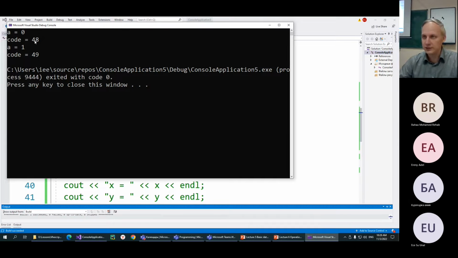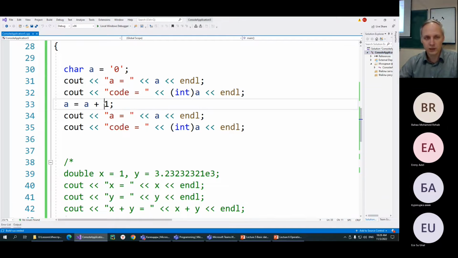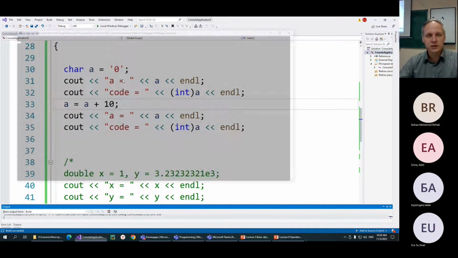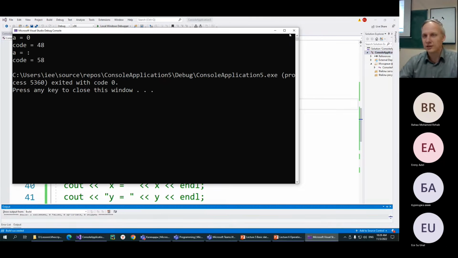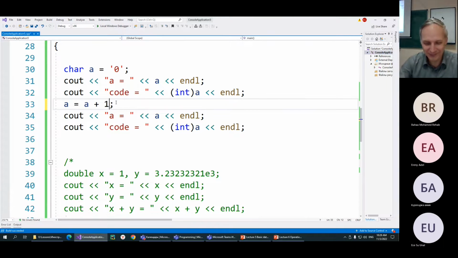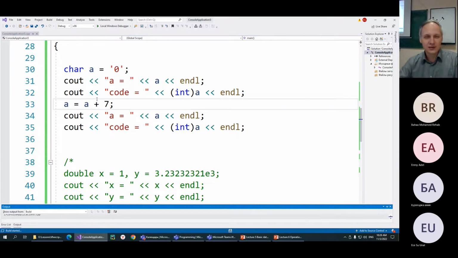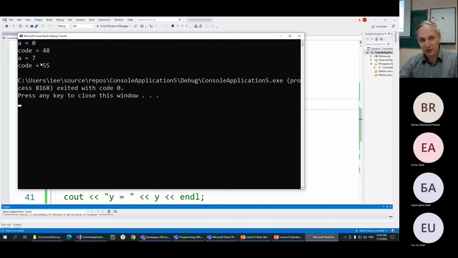The code of 0 is 48. So when I add plus 1, we will see 1 and the code 49. I can put here plus 10. Or 10 is not a good example because it will be outside of digits. We have only 10 digits. Okay, plus 7, maybe. And we will see 7 on the screen with the code 55.